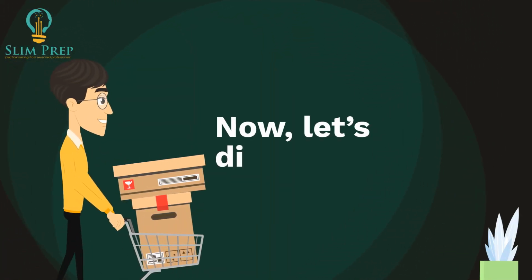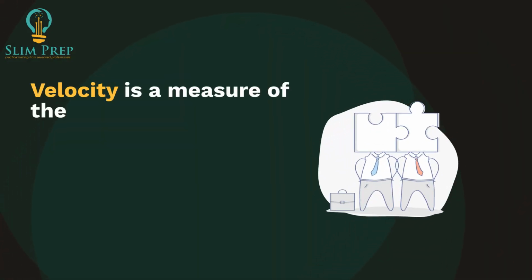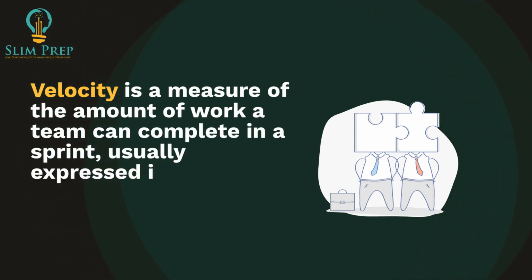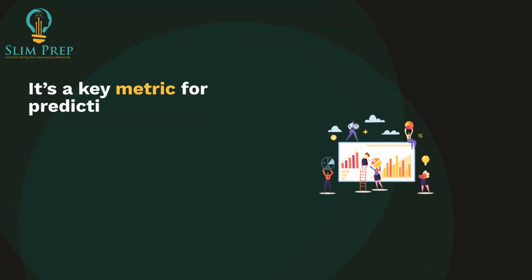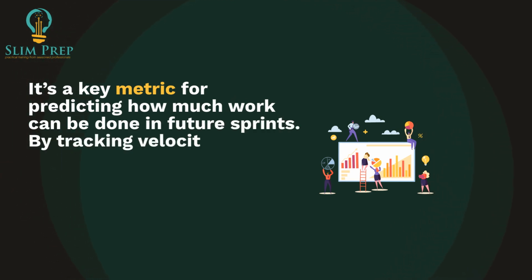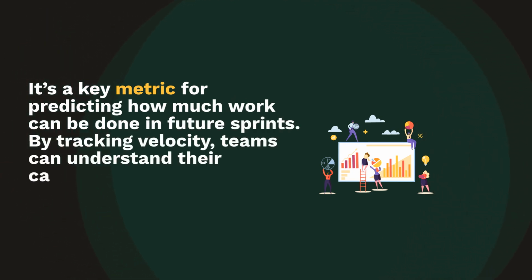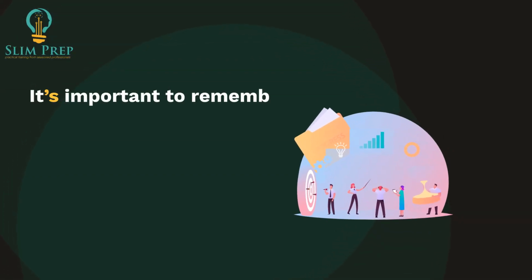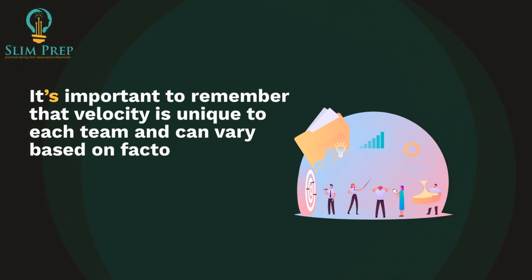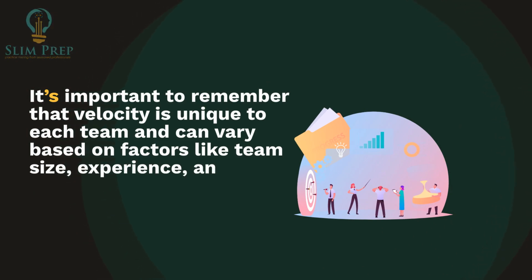Now, let's discuss velocity. Velocity is a measure of the amount of work a team can complete in a sprint, usually expressed in story points. It's a key metric for predicting how much work can be done in future sprints. By tracking velocity, teams can understand their capacity and plan more effectively. It's important to remember that velocity is unique to each team and can vary based on factors like team size, experience, and the complexity of tasks.